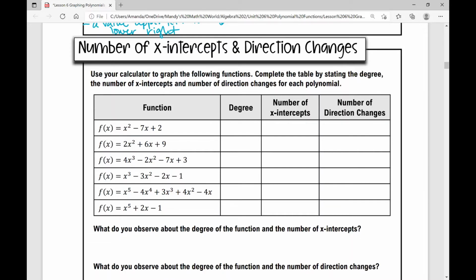What I want you to do is use your calculator to graph the following functions. Complete the table by stating the degree, the number of x-intercepts, and number of direction changes for each polynomial. So pause the video and do that now. Just plug these into your calculator. You can go to Desmos, or you can plug it into your calculator and just write the degree right here, right? That's the highest exponent. The number of x-intercepts, how many times does it cross the x-axis? Number of direction changes, right? Those are those turning points or relative extrema. So go ahead and pause the video and do that now.